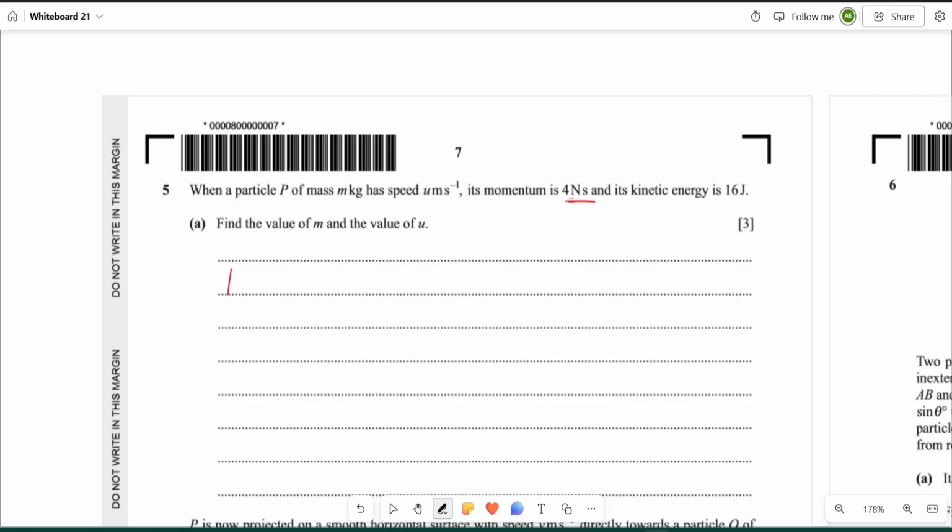Now first, what do we know about momentum? We know that momentum equals mass times velocity. And what do we know about kinetic energy? Kinetic energy is half mass times v squared. So its momentum, which is 4, is equal to mass times velocity, and its kinetic energy, which is 16, is equal to half times mass times velocity squared. So from here, we can solve this simultaneously.